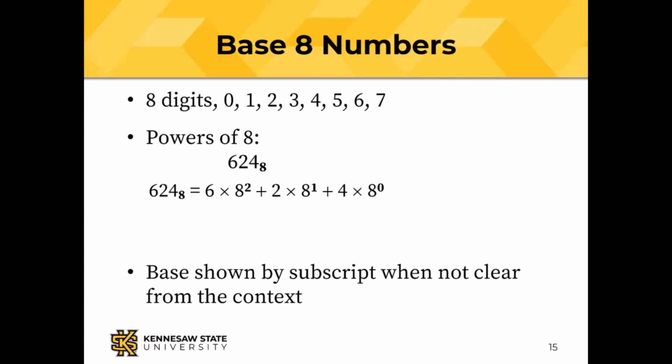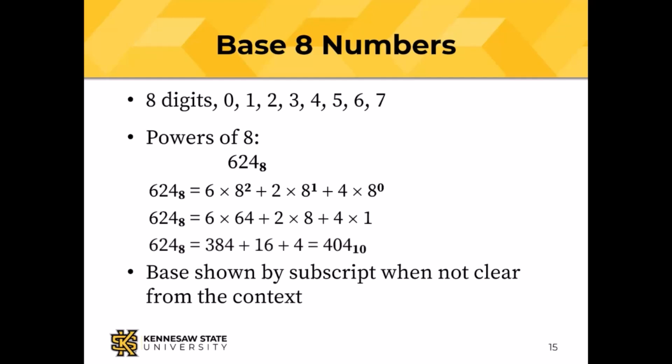8 times 8, that's 64, isn't it? And then we could have an 8 to the third and fourth and fifth, but then I would get lost and my hair would hurt. So we have 4 times 1, I started on the right, plus 2 times 8, plus 6 times 64, and I can add all of those up, and that 624 base 8 is a 404 base 10. See how I did that?